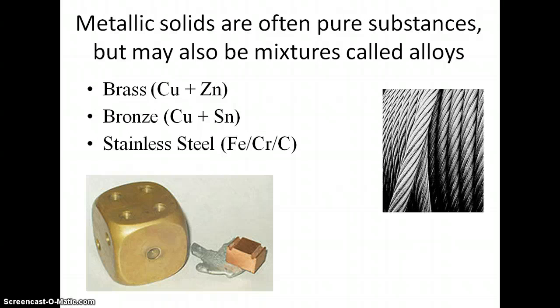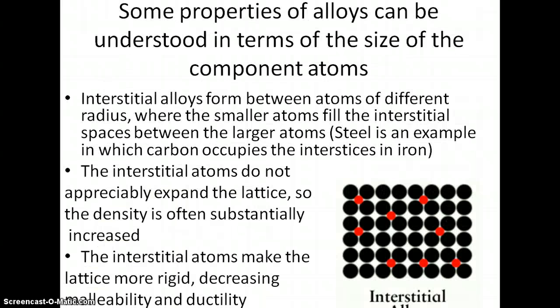Metallic solids often are pure substances such as copper, gold, iron, but we also can make mixtures of them, and these are called alloys. So brass, bronze, and stainless steel are all examples of alloys that have different combinations of metals in them. And we can understand the properties of these alloys if we understand the size of the atoms that are in the alloy. So we have an interstitial alloy, which is when we have atoms of different radiuses where these smaller atoms can actually fit in the spaces between the bigger atoms.